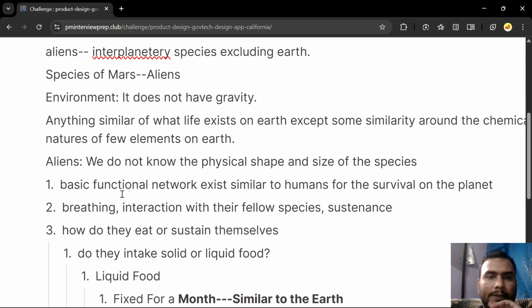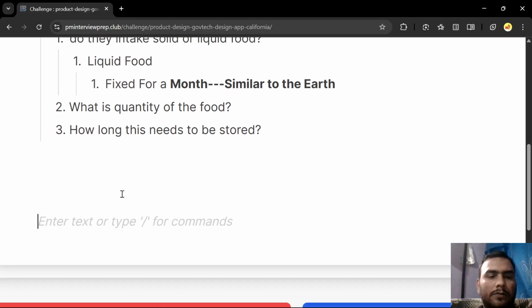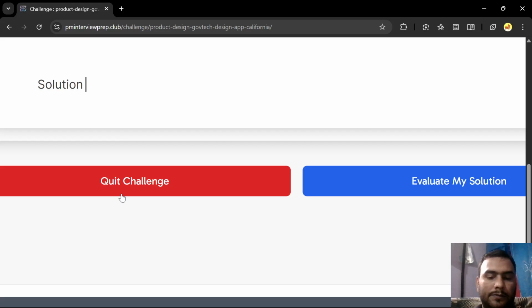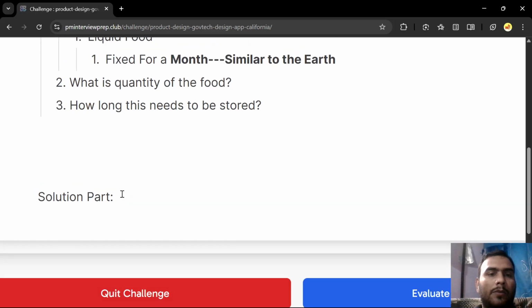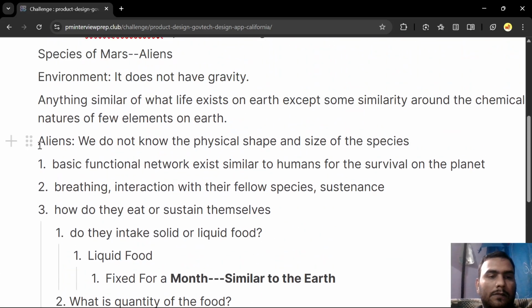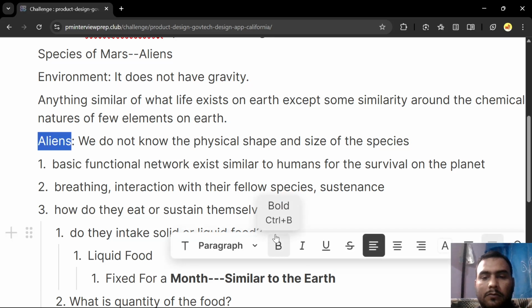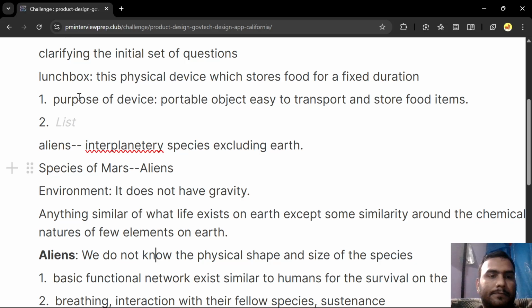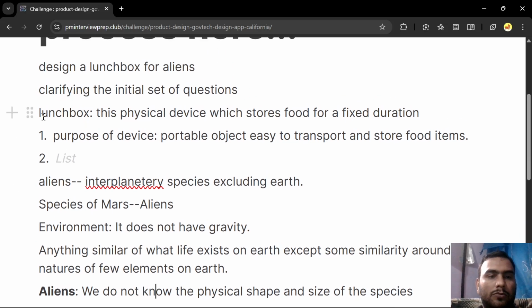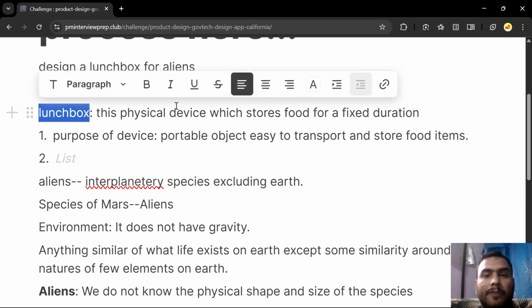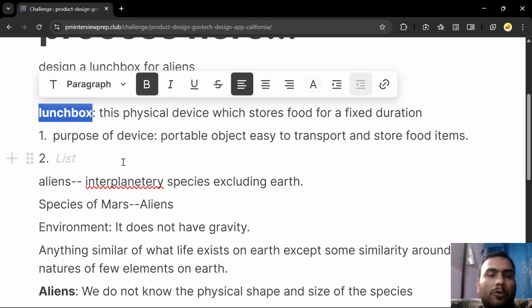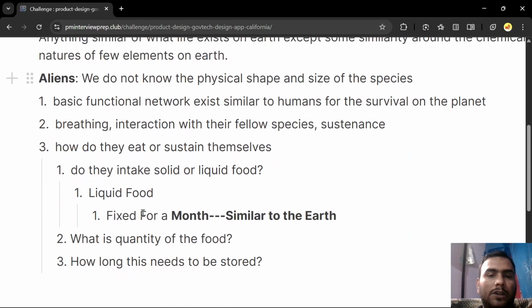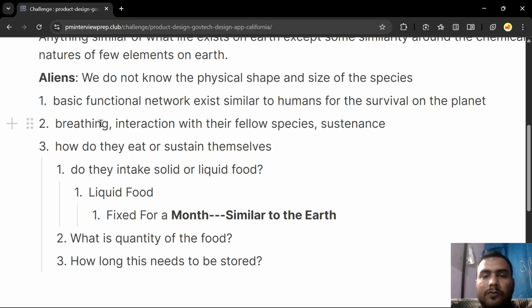And once we have the clarity, we move on to the solution part, because we have thought about the aliens who are going to use our product, and we have tried to find out more information about the product itself. So this is the product that you have to design, and this is the user. So we dig deep into how this user thinks.